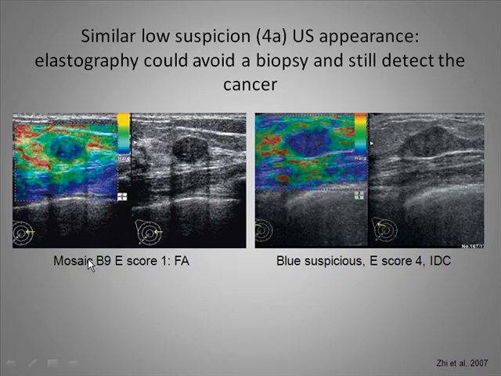So the outcome that we hope for is that of these similarly low suspicion masses, these are BI-RADS 4A, they're not completely circumscribed, but they're not highly suspicious, both likely to be benign. Elastography looking benign might take this fibroadenoma out of the biopsy pool and put it into follow-up, thus avoiding a biopsy, and at the same time show that this similar 4A mass is very stiff and send this appropriately to biopsy. So avoid a biopsy of a benign mass, but not miss the cancer.